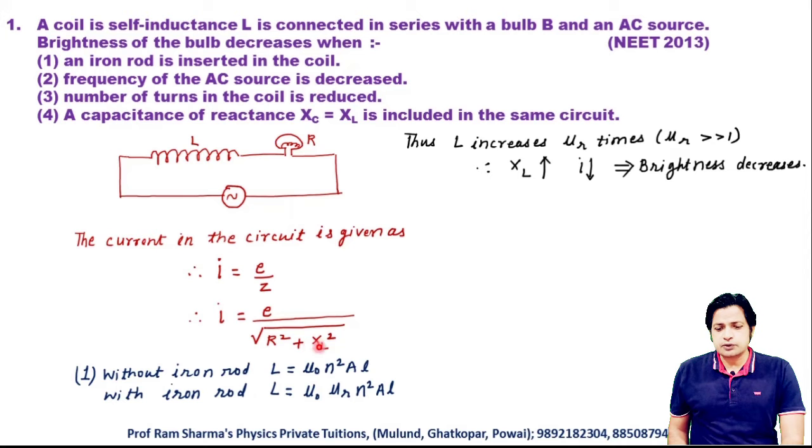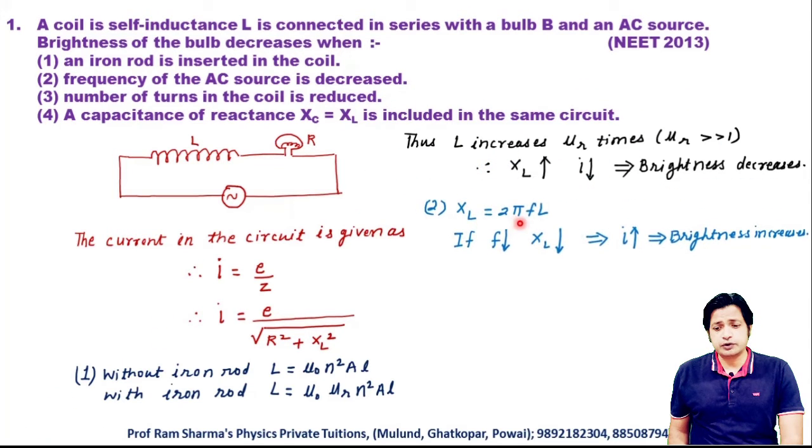If you decrease the frequency of the AC source, we know that XL is equal to 2 pi FL. If frequency is decreased, XL will decrease. XL will decrease means the denominator will decrease, and if the denominator decreases, the current will increase. So the brightness of the bulb will increase, whereas we wanted the brightness of the bulb to decrease. So the second one is not the correct option.